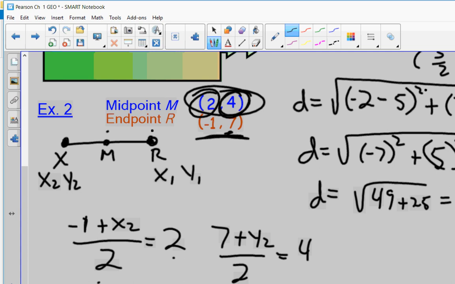I'm going to go ahead and show you this, because a lot of kids need to know how to do this. I'm going to multiply both sides by 2, so that allows me to cancel that out. So I'm going to get what's left on the top, -1 plus x equals 4. I'm going to go ahead and add 1.